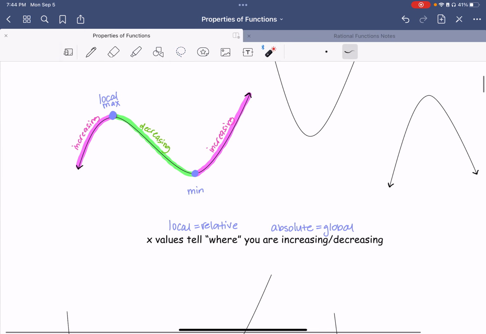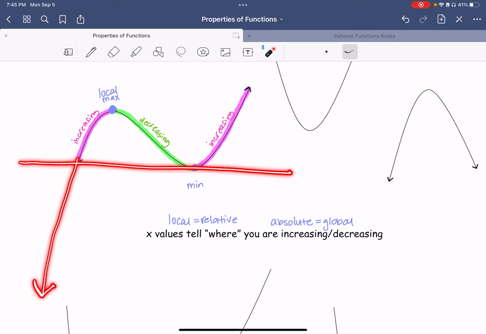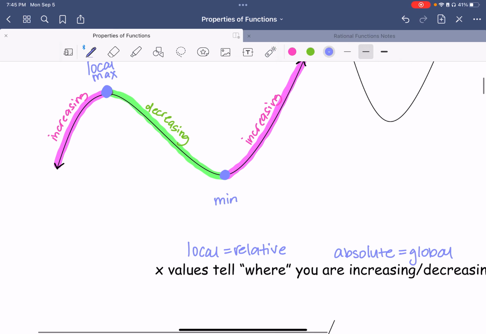Okay, so let's do the same thing for the minimum. So again, remember this line goes down forever, and if I were to draw a horizontal line along the minimum that we have right here, notice that we have all of this still existing below it, meaning that that point is not the absolute lowest point, making it just a local minimum.